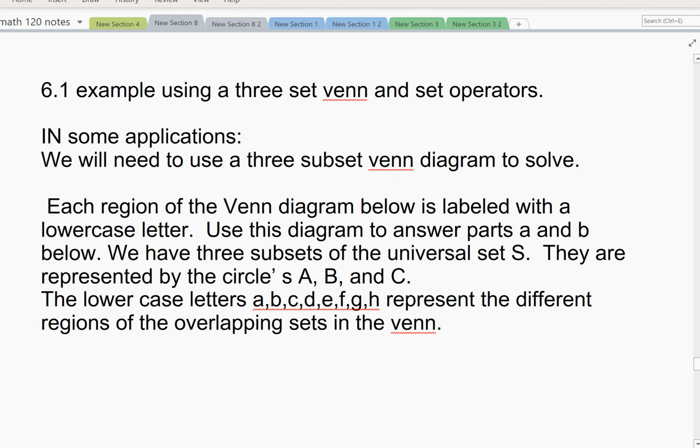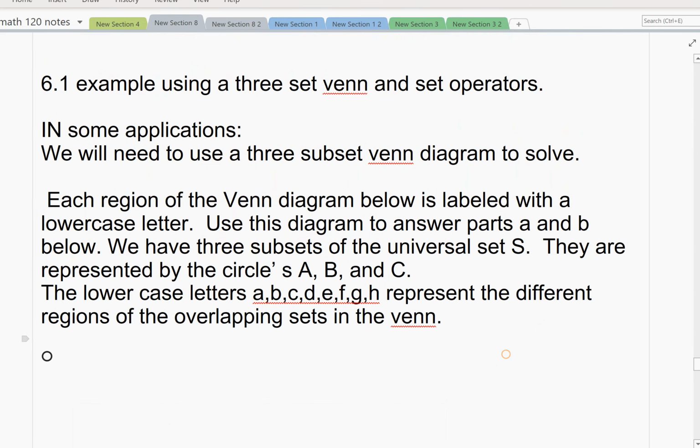Alright, so this is the last video for the 6.1 notes, and this is specifically an application looking at a 3-set Venn diagram with our set operators: union, intersection, and complement. We will look at applications in 6.2 where we will set up a 3-set Venn and have to use it to solve those, and we'll get there when we get there.